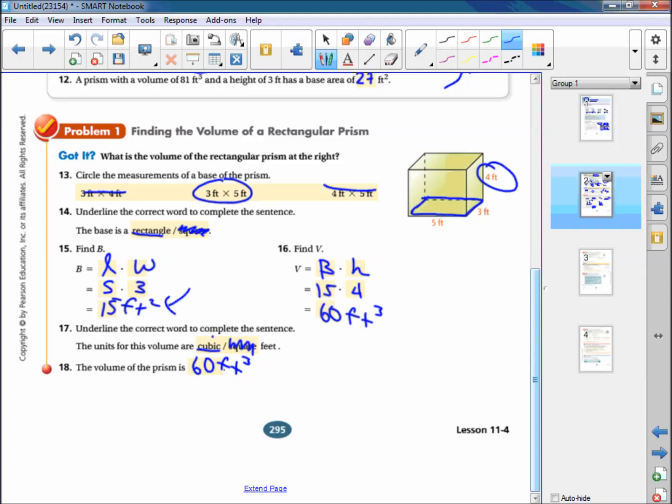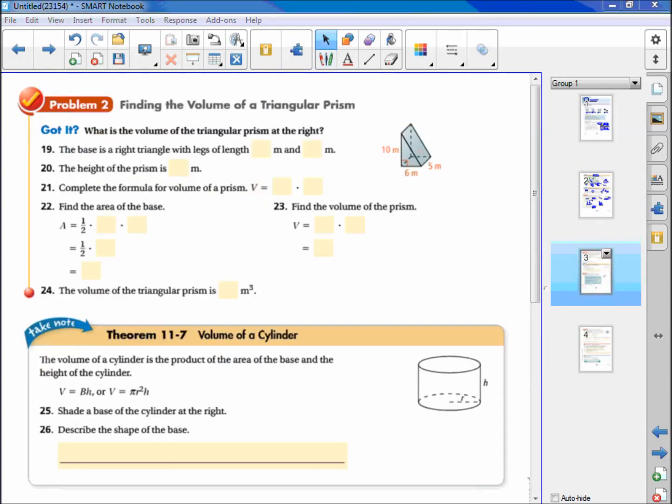All right, let's flip it over and take a look at page 3. All right, problem number 2, finding the volume of a triangular prism. So what is the volume of the triangular prism at the right? Okay, the base is a right triangle with legs of 6 and 10. So it's a triangular prism because it has 2 congruent parallel bases. In this case, it is a triangle, which is 6 by 10, and then it's got rectangles all the way around those 2 bases, so that's what makes it a prism. Okay, so the height of my prism is 5. That's the distance between the 2 triangle bases, so 5 here.